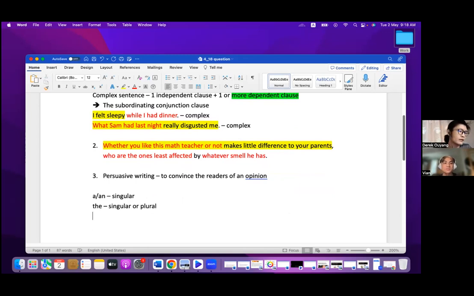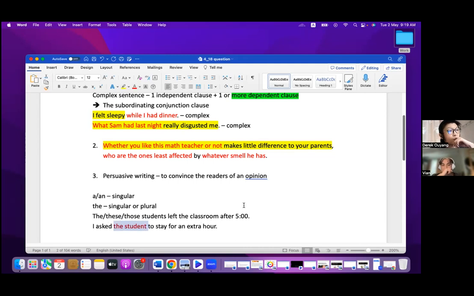Yes. Okay, so if you say, for example, the students left the classroom, or the student left the classroom after 5 o'clock. Here, you can say the students. You can say these students if you want. You can say those students if you want. All three are fine. Obviously, the meanings are a little bit different, but "the" can be used on plural. It can also be used on singular. I asked the student to stay for an extra hour. That's fine. I'm talking about one specific student. "The" can be used with both the singular and plural.